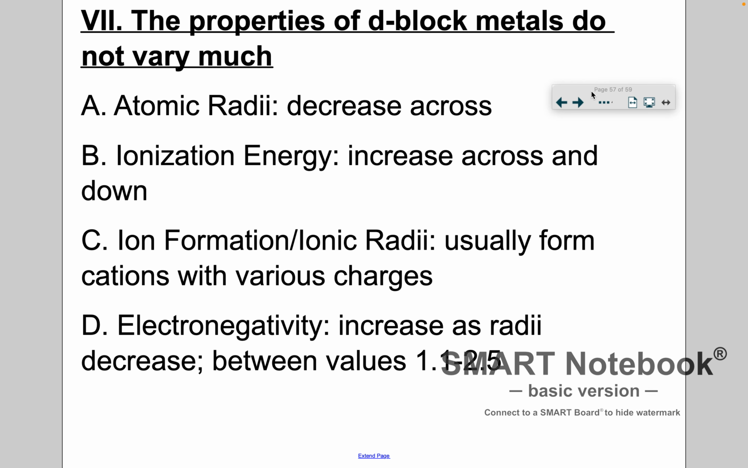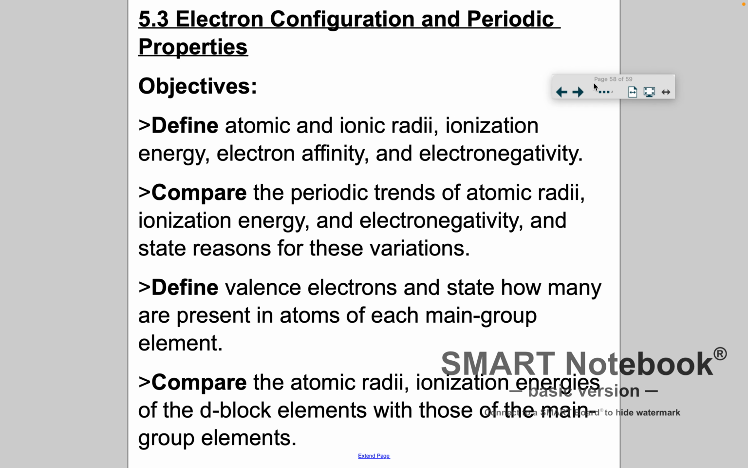Easy peasy. Now, properties of the D block metals do not vary much. We notice that in the D block transition metals, the atomic radii decrease across. For ionization energy, they increase across and increase as you go down. For ion formation and ionic radii, they usually form cations with various charges. And with electronegativity, we see an increase as radii decrease, in values between 1.1 and 2.5. Okay. And that does it for 5-3 notes.